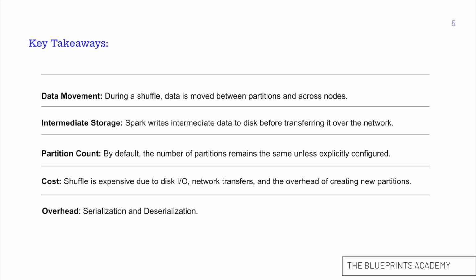Cost: this is very important. This is the main reason why we are discussing this problem, right? Shuffle is expensive due to disk IO, of course, because it's writing to disk for a temporary period and reading it from the disk, doing serialization and deserialization. Network transfer, of course, because it's a shuffle and it's going to transfer data, and the overhead of creating new partitions. Serialization and deserialization is the main cause why shuffle operations are expensive and why they take longer, because you are writing it to disk, serializing it, moving it to another partition, deserializing it, and then applying the operation.